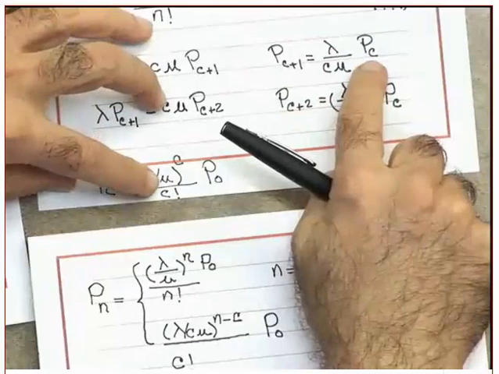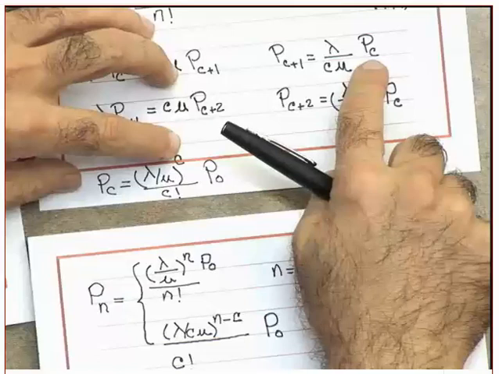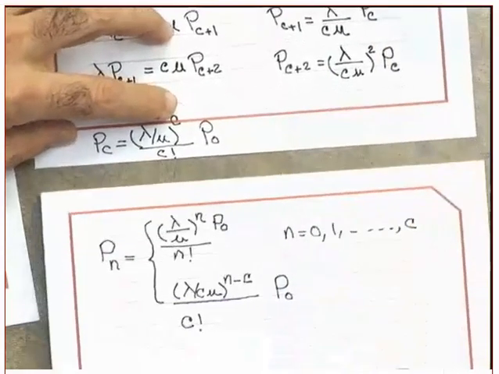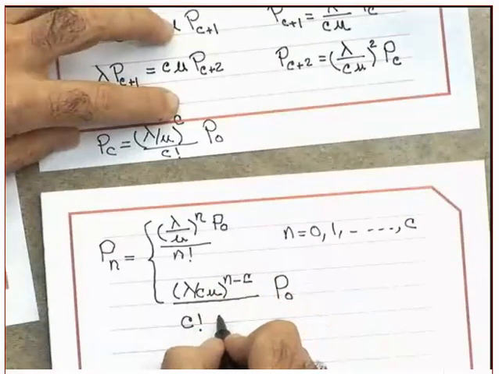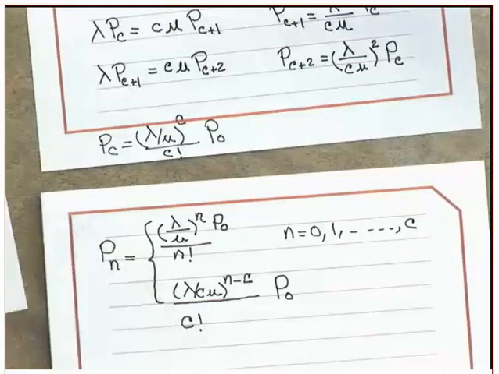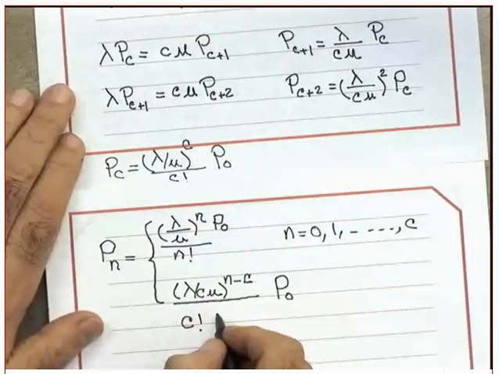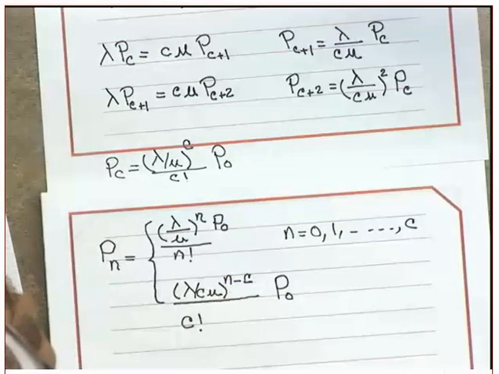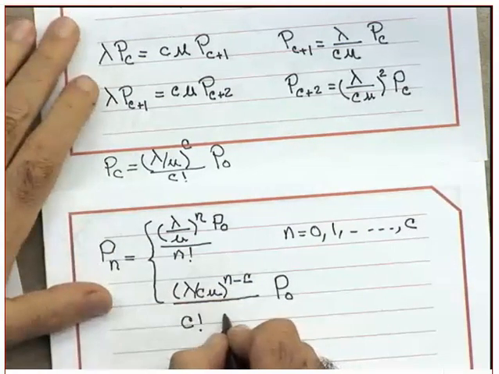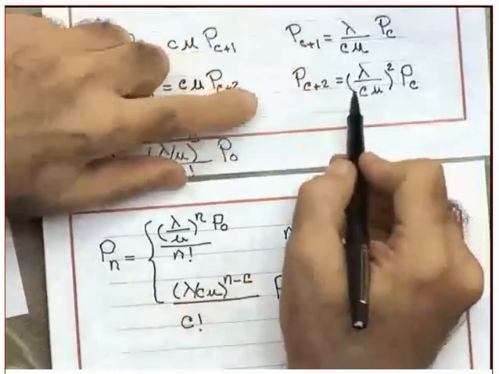Lambda over mu, C. So this one should be what? Why are we stuck in here? One more time. Lambda over what? C to the what? Lambda, one more time. Oh, this one here is what?